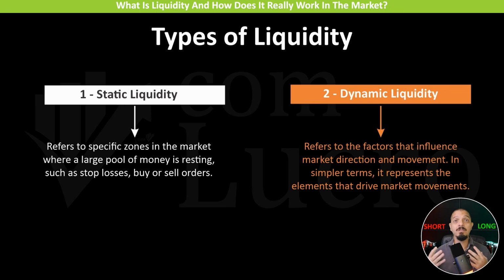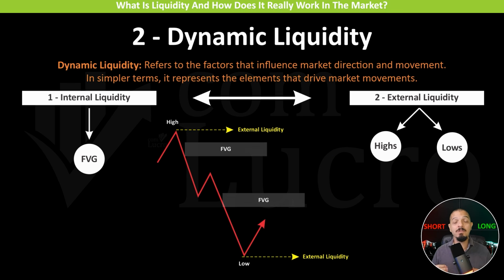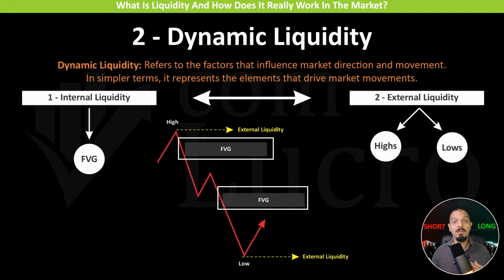Liquidity can be classified into two types: static liquidity and dynamic liquidity. Let's briefly explain both. Dynamic liquidity refers to the factors that influence market direction and movement. In simpler terms, it represents the elements that drive market movements. To better understand this, imagine a market structure like a rally wave, consisting of a high and a low. These highs and lows represent external liquidity. External liquidity pertains to the highs and lows within a rally wave. Conversely, the fair value gaps found within the range of the high and low are considered internal liquidity.